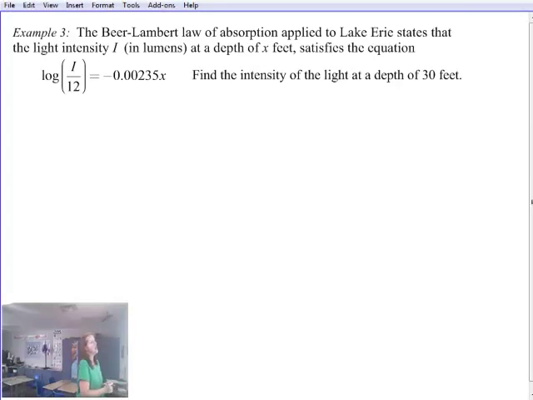We have this law of absorption. This is the Beer-Lambert law of absorption. And it's applying to Lake Erie at this time. And it's talking about the intensity of light. So what happens in a lake? Well, the water's not very clear in a lake. The further down you go, the more difficult it is to see, and the less intense the light is. Okay? So this light is being measured in what's called lumens, and it's at a depth of x feet.